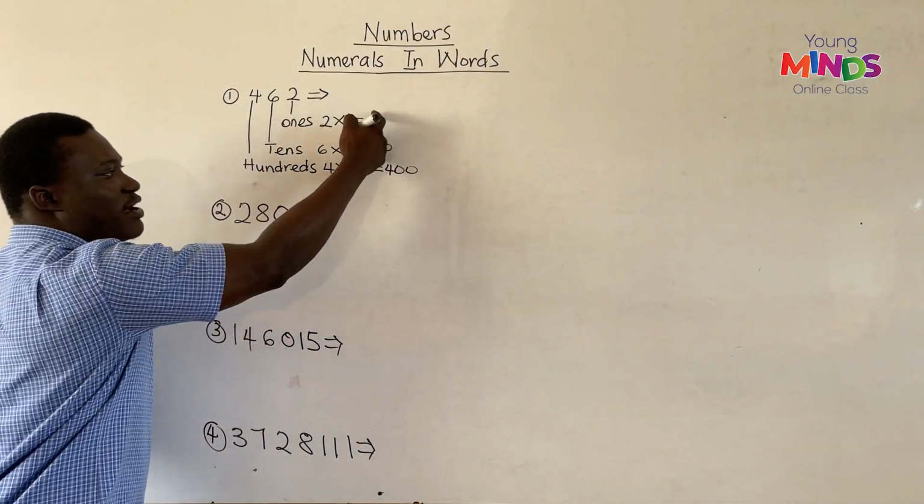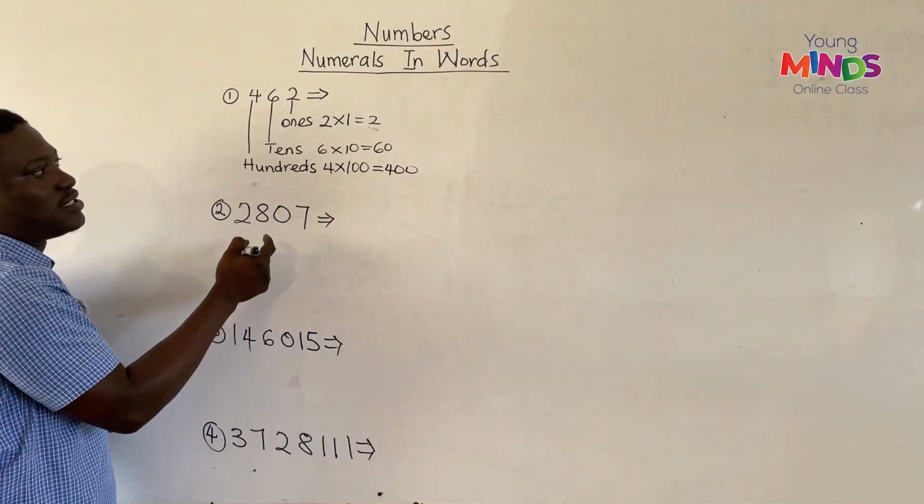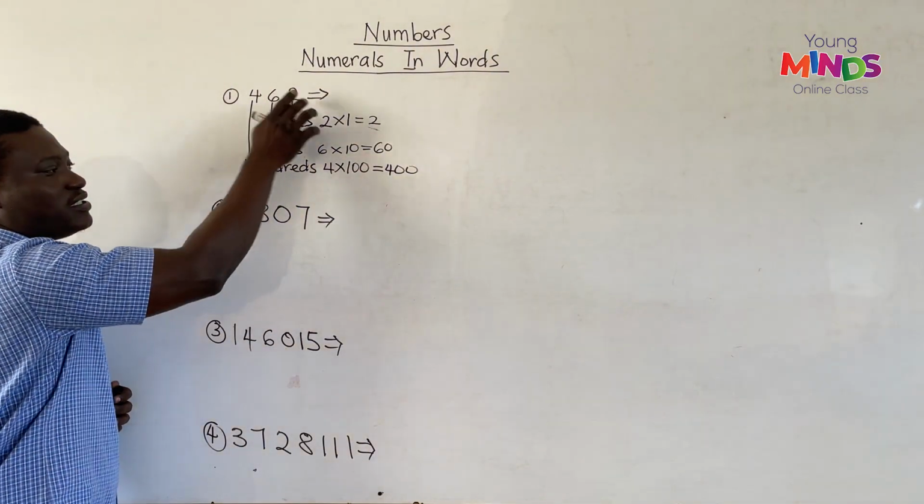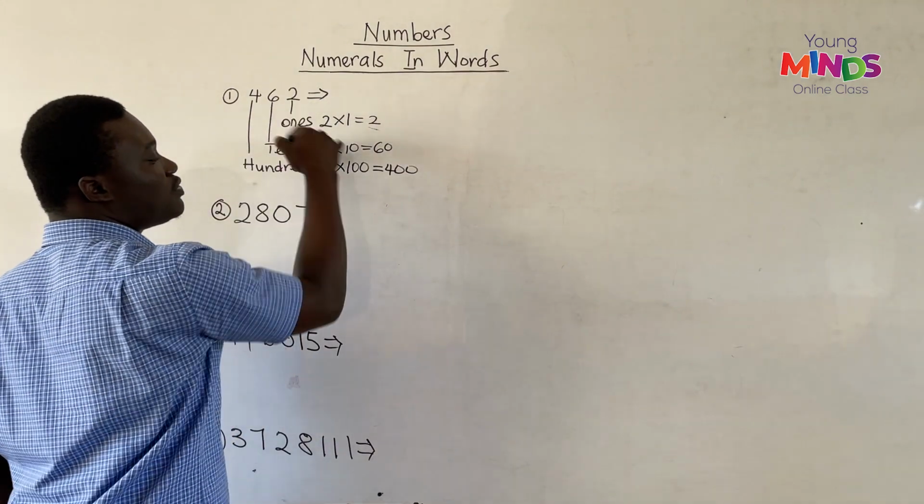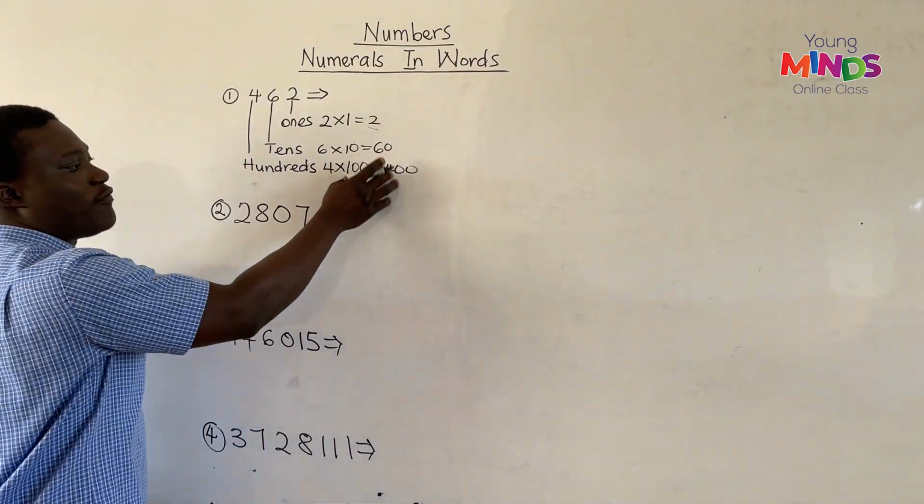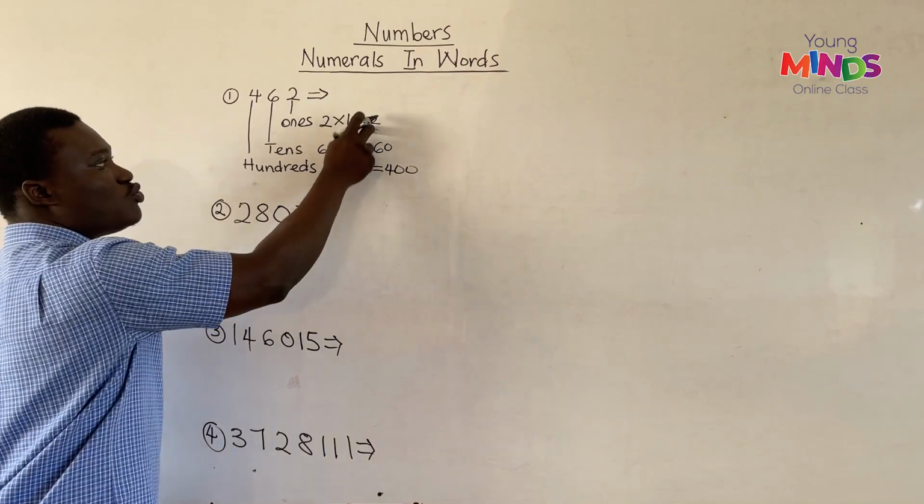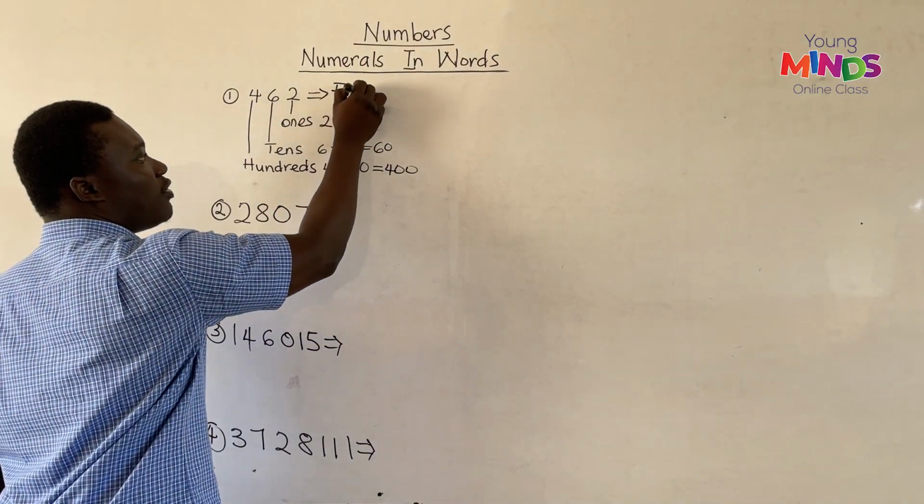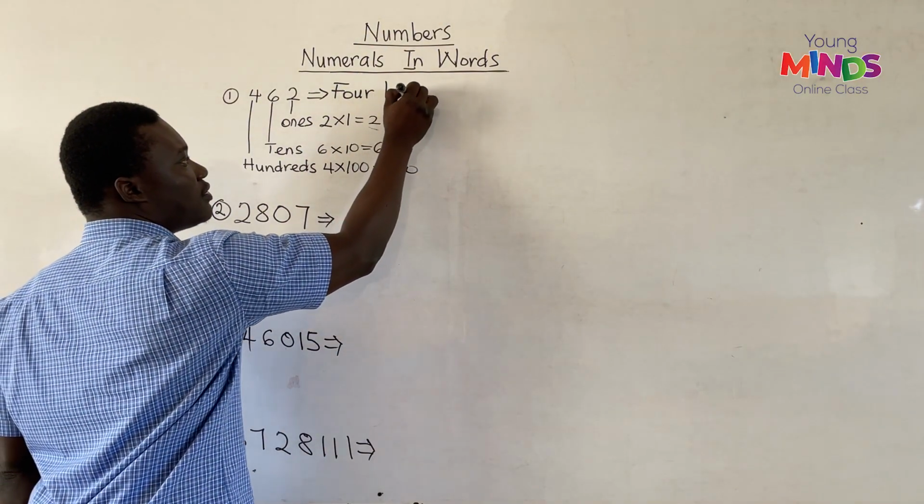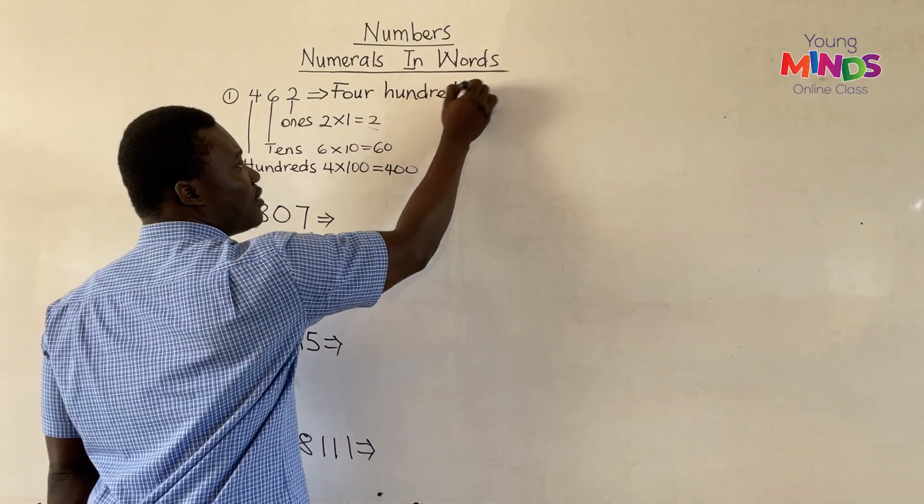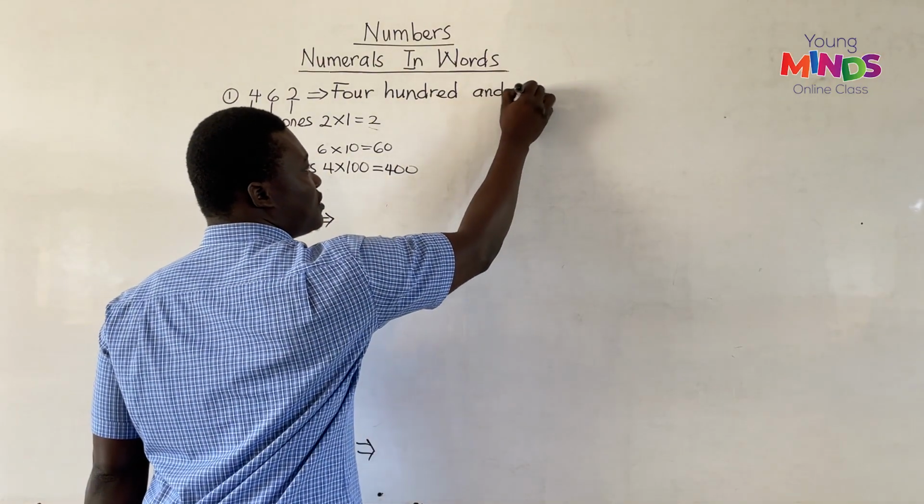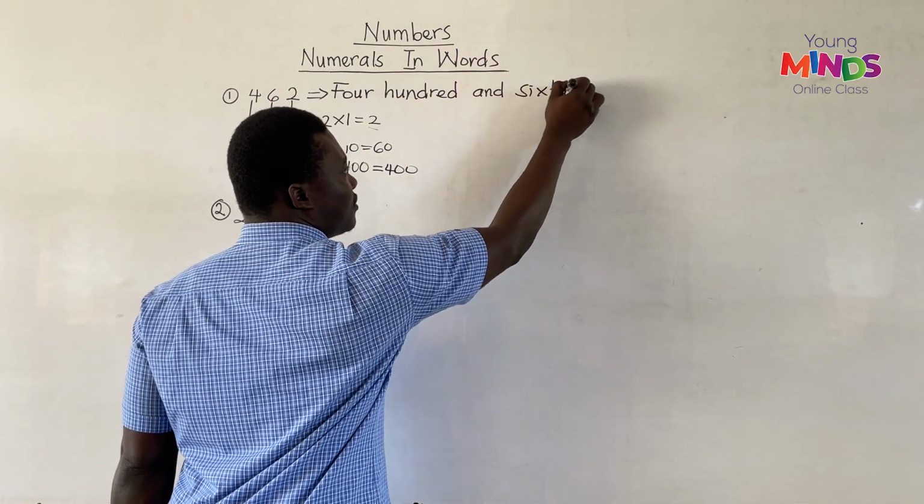So this is giving you the values of these digits. And this is the place of these digits. Put them together, we are going to get 462.